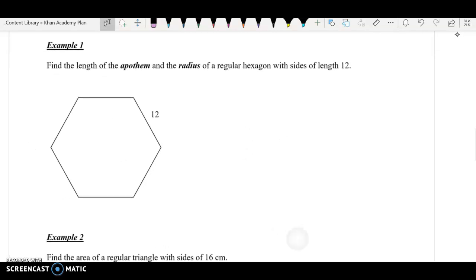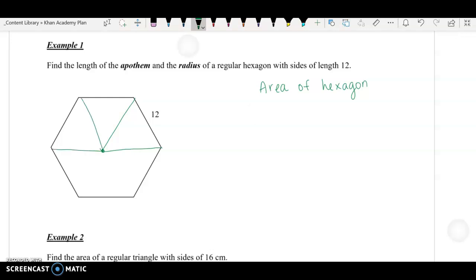All right, so let's get into one of the examples. What we're going to do is essentially find the apothem and the radius. The big thing is we're just going to find the area of the hexagon. So area of the hexagon is what we're really looking for. Like we said, we have this triangle here, and in reality, we have 6 triangles.